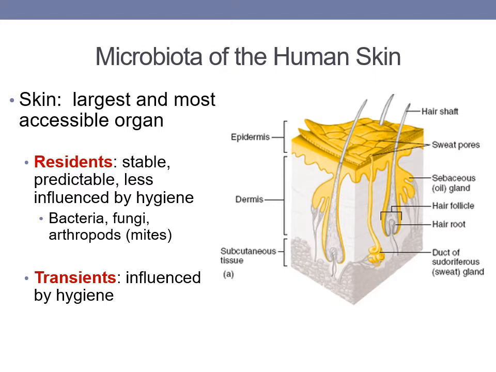Transients are microbes that are just passing by. Some may be pathogenic and some may not. We come in contact with transients all the time, and they're easily washed away, so their presence is greatly influenced by hygiene.